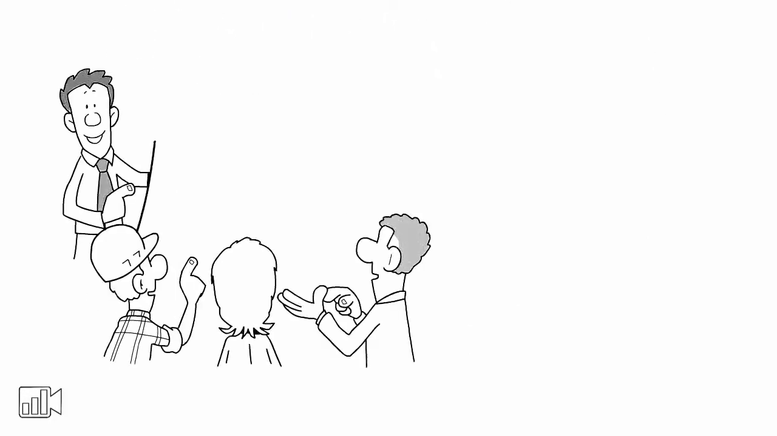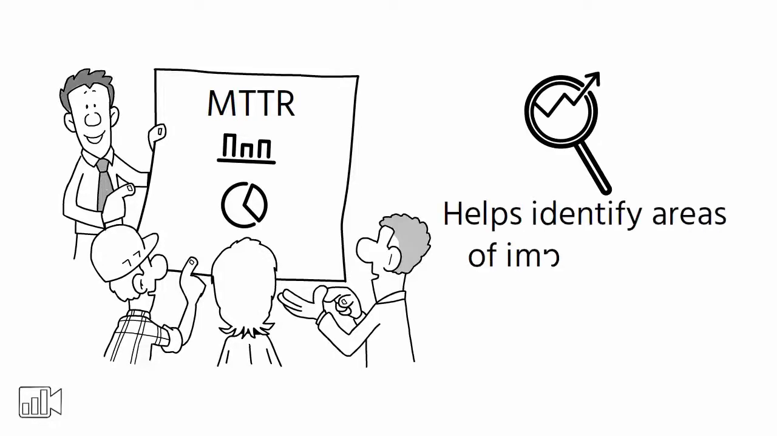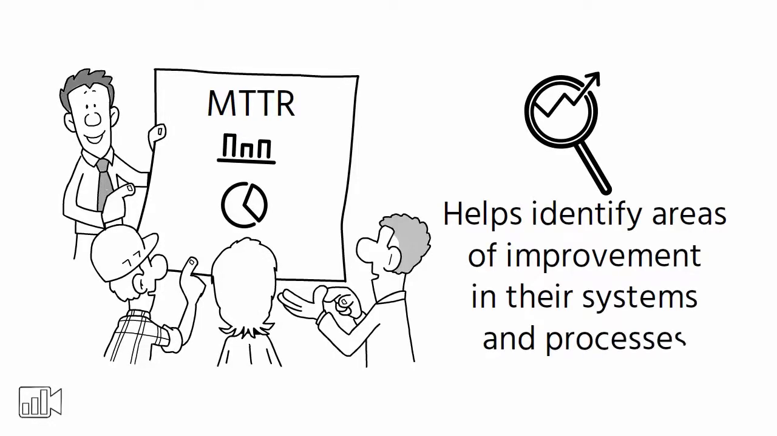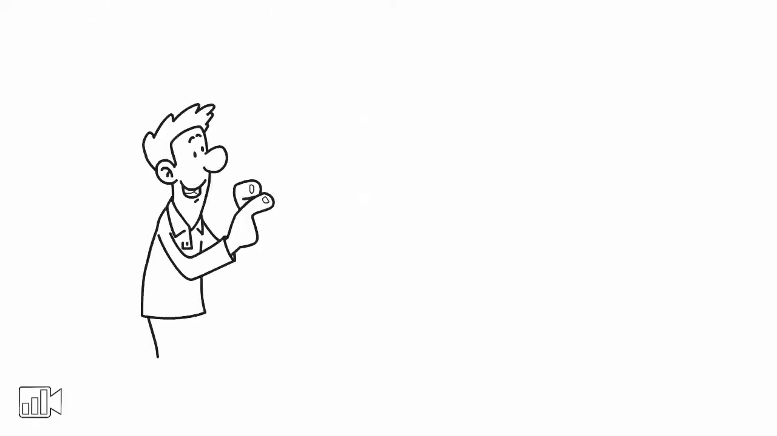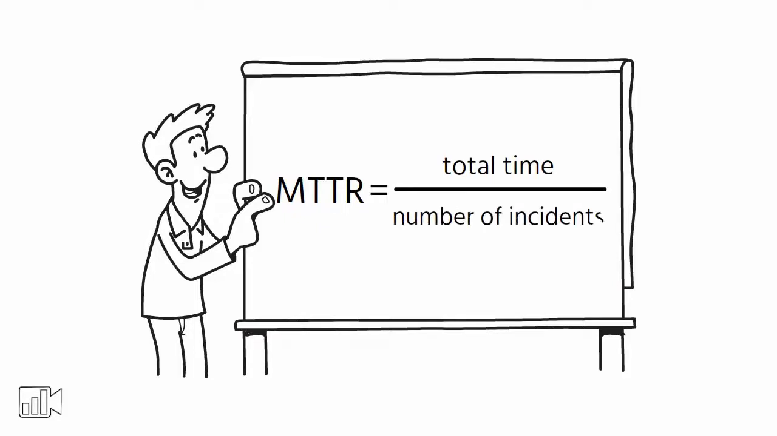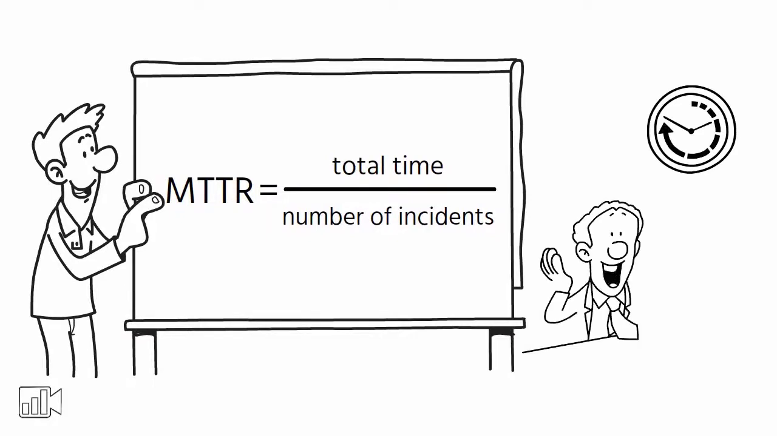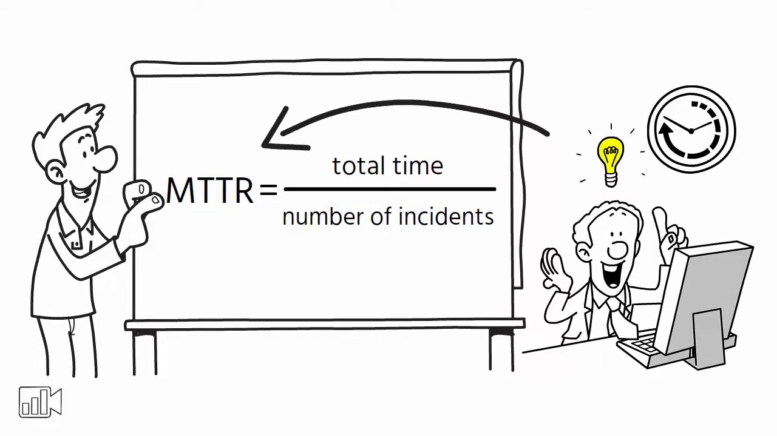This is why MTTR is an important metric for teams to track, because it helps identify areas of improvement in their systems and processes. To calculate MTTR, you need to measure the total time it takes to resolve an issue and divide it by the number of incidents. This gives you the average time it takes to resolve an issue, which is your MTTR.